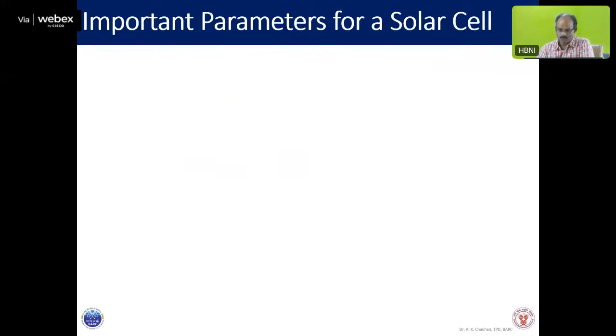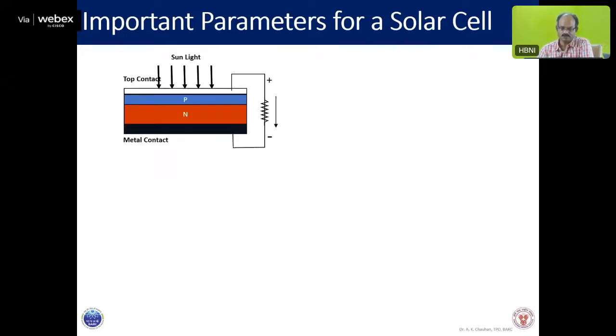So this was how a solar cell works. Now let us see what are some important parameters for a solar cell. So suppose this is our solar cell, typical PN junction, and this is metal contact, and at the top side also you have a contact. So light falls from this side, and then you have a circuit, and then you have a load here.